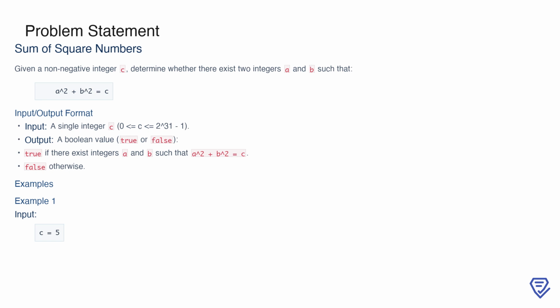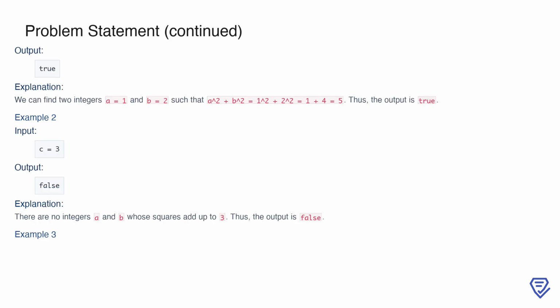For instance, if c equals 5, we need to verify whether two integers a and b satisfy a² plus b² equals 5. For the first example, when c equals 5, the output is true. This is because we can find two integers a equals 1 and b equals 2 such that their squares add up to 5. Specifically, 1² plus 2² equals 1 plus 4 equals 5. Therefore, it is possible to represent 5 as the sum of squares of two integers.